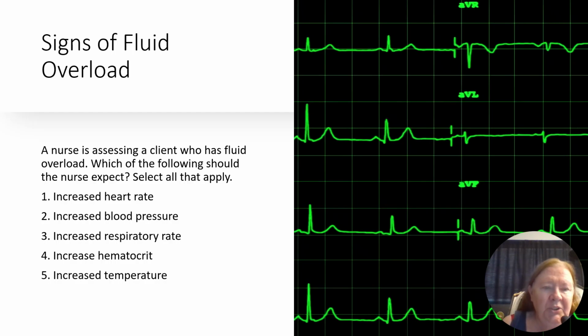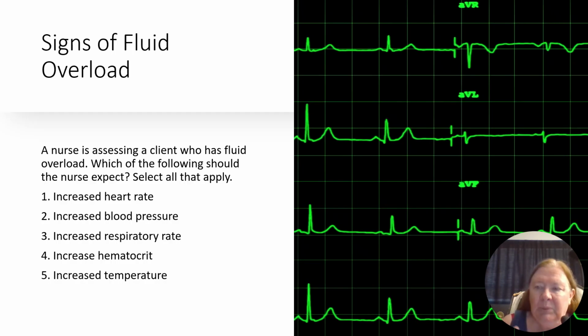So next one is increased hematocrit. Okay, no, you're not going to see increased hematocrit. You're going to see decreased hematocrit. So you're going to think about the concentration of blood and fluid. The nurse would expect the client who has fluid volume deficit to have an elevated hematocrit because of the hemoconcentration.